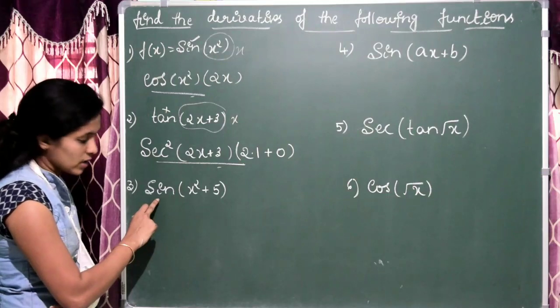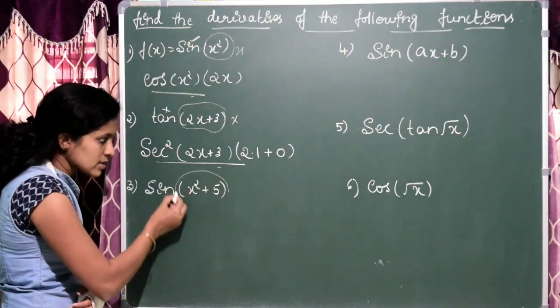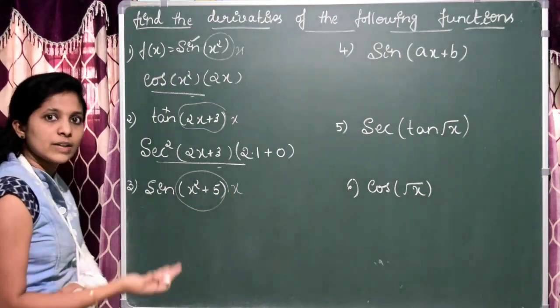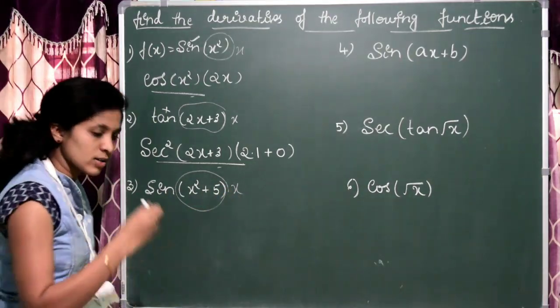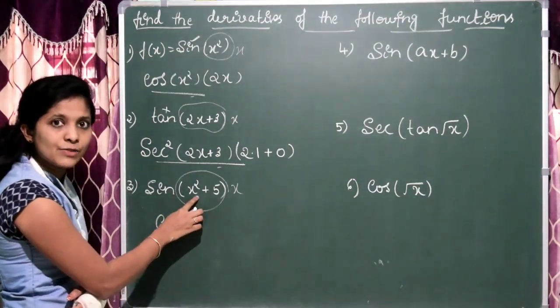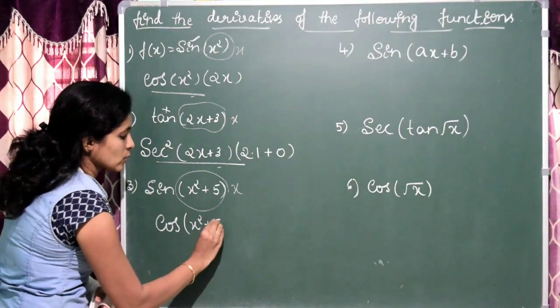See here, next one, sin of x square plus 5. So this one you have to consider as x, right? Now it is of the form sin x. What is the derivative of sin x? It is cos x. So this will be now cos. What is x here? In the place of x, here we have x square plus 5. Is it clear? X square plus 5.